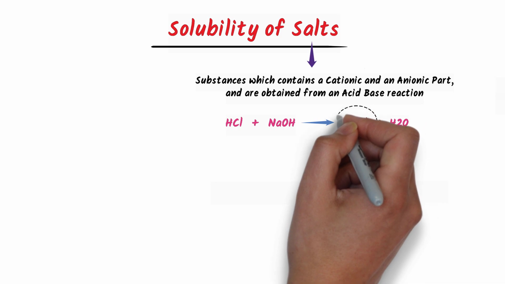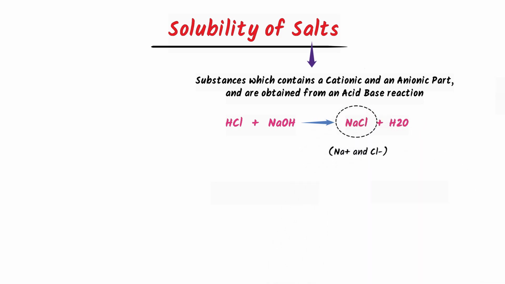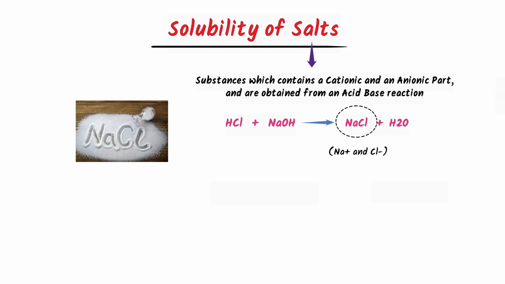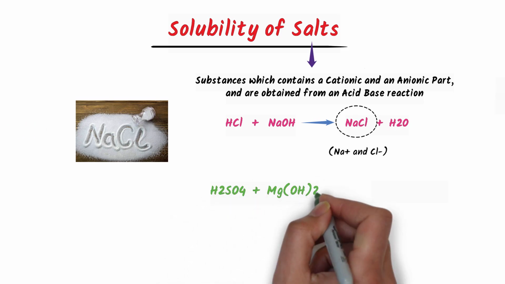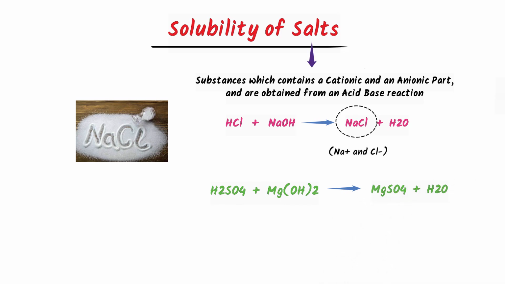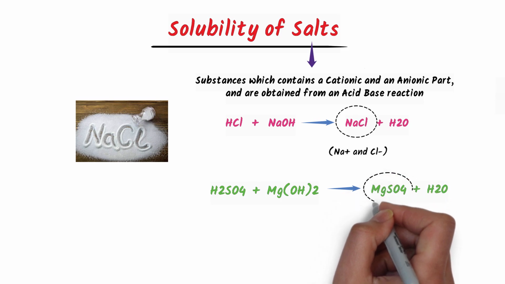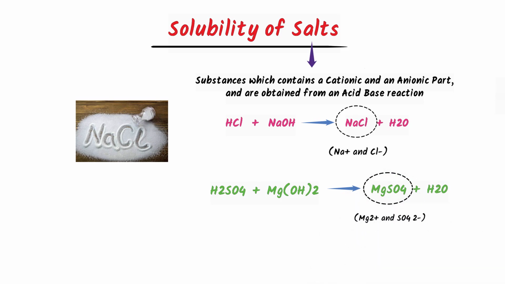As sodium chloride consists of Na+ and Cl- ions, and this is obtained from an acid-base reaction, clearly this is a salt. Similarly, upon combining sulfuric acid with magnesium hydroxide, it results in the formation of magnesium sulfate. As this magnesium sulfate contains Mg2+ and SO4 2- ions and is obtained from an acid-base reaction, clearly this is also a salt.